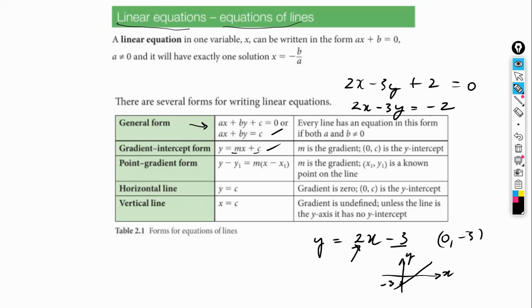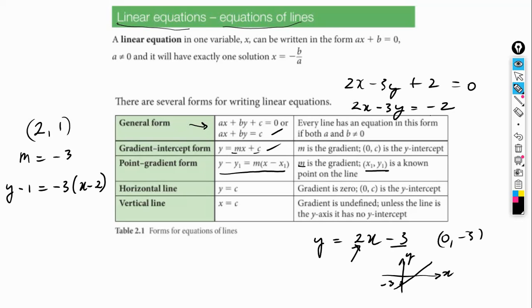We also have the point gradient form, which is this one over here. And m is the gradient, just like it was in the case before. x1 comma y1 is a known point on the line. So what does that mean? That means that if you know that you have a point, let's say 2 comma 1 on a line, and you know that the gradient of the curve is equal to negative 3, then you can write that equation as y minus 1 is equal to negative 3 times x minus 2. And notice that you can multiply this and expand it and rearrange it in any other form, including the general form or the gradient intercept form.